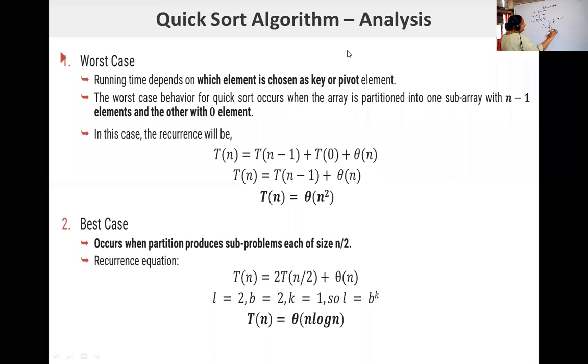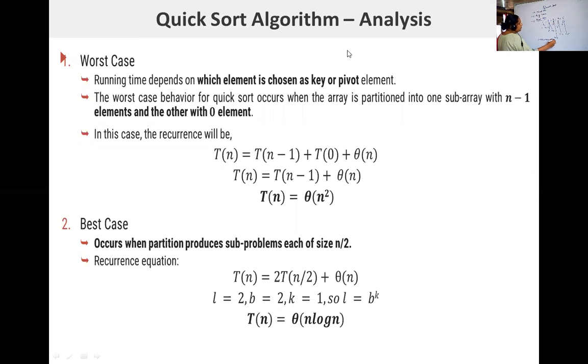Three elements are sorted. How many are left? N minus 3. 4, N minus 4, 5, N minus 5. Now, if I see, it is giving me 1 plus 2 plus 3 plus 4 plus 5 up to so on, plus this n minus 1 plus n minus 2 plus n minus 3 and so on.